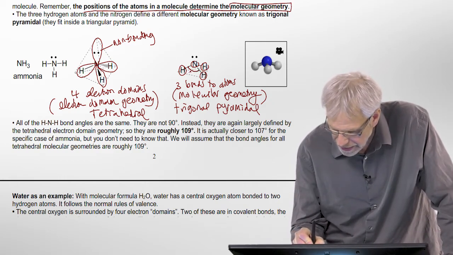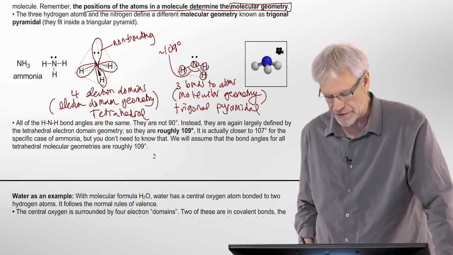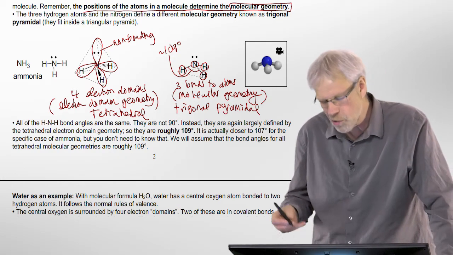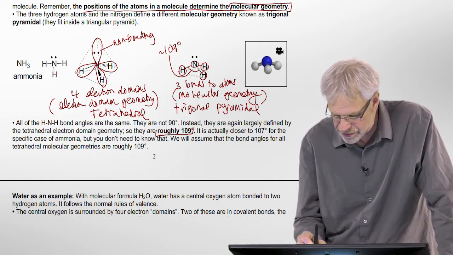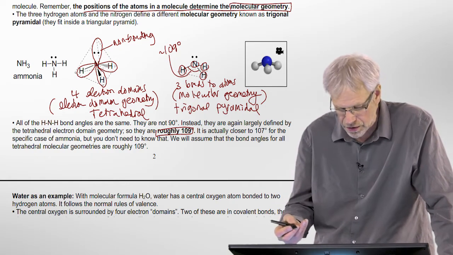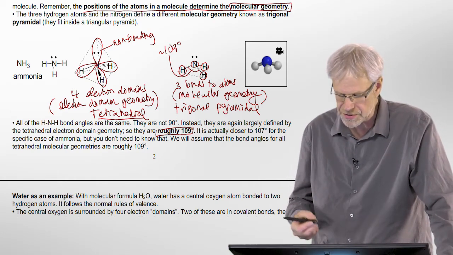However, the bond angles still turn out to be almost exactly 109 degrees. In ammonia, they're actually close to 107, but we're going to assume that 109 degrees is the bond angle whenever we have a tetrahedral electron domain geometry, as we have here.